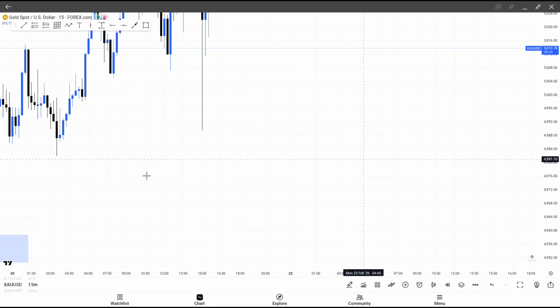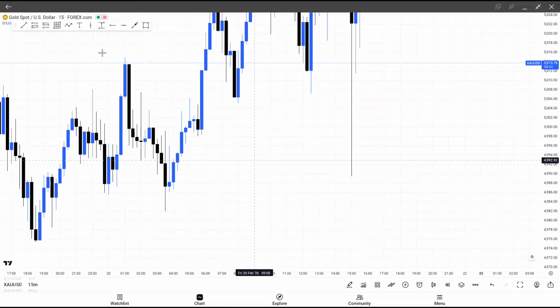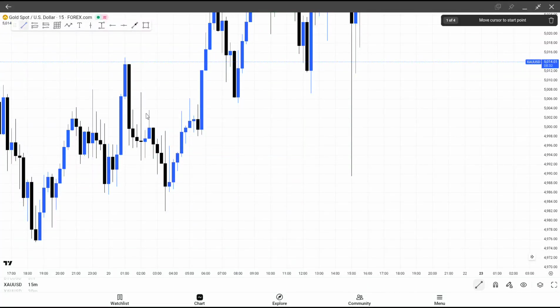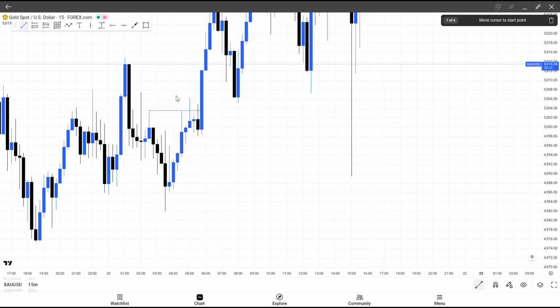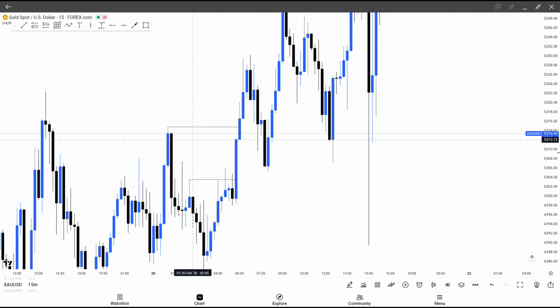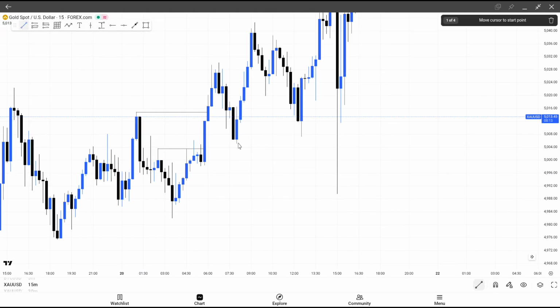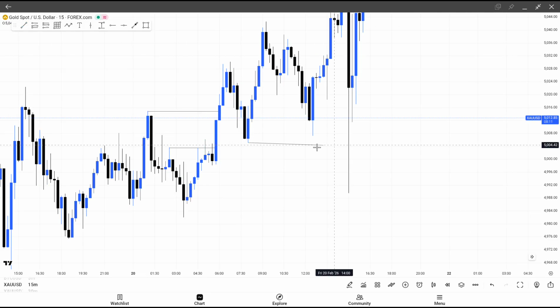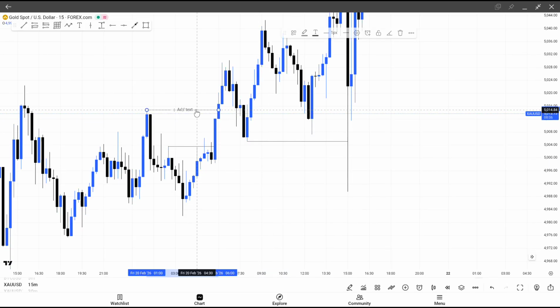For example, let us continue. Okay, this is a breakover structure. Okay, this is also a breakover structure. Okay, what's the next? We have the inducement here. This is a double breakover structure.